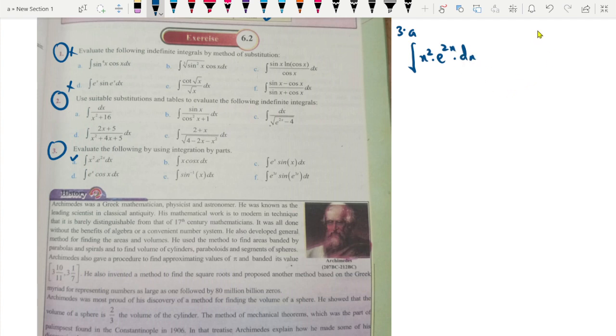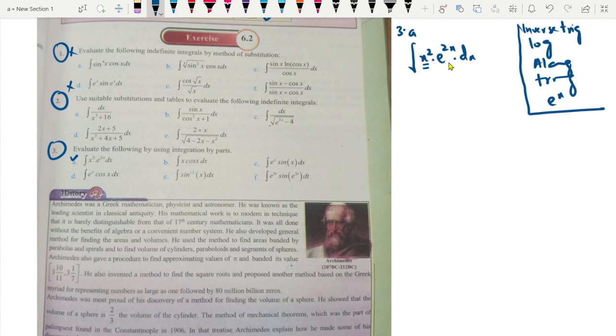So we have the preference: inverse trigonometric, then log functions, then algebraic functions, then trigonometric functions, and then the e^x exponential function. So this is the order. Here we have this, so make it u, and this is dv. So we know that the integral of u dv is equal to uv minus the integral of v du.